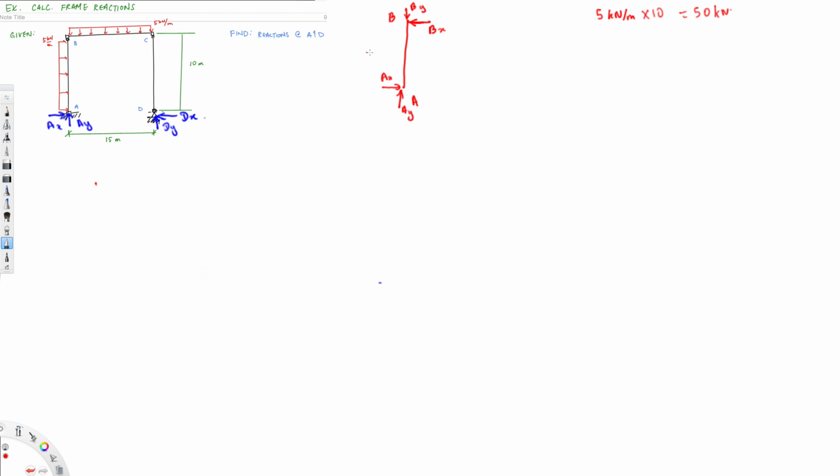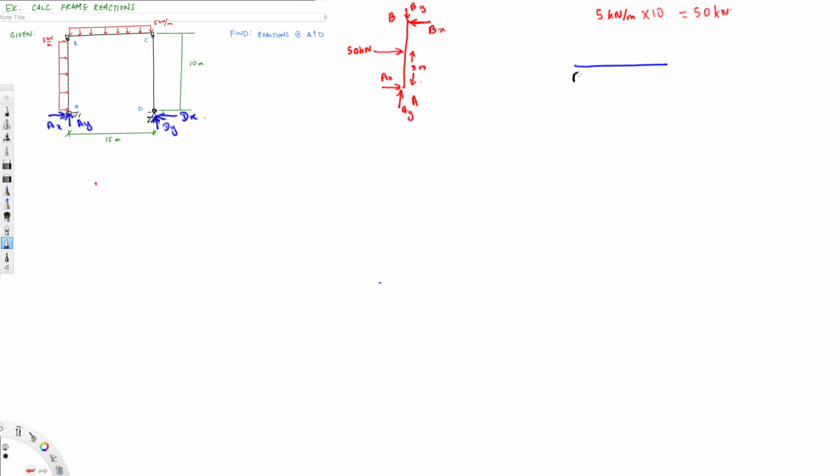So this is going to be exactly in the middle, so it's going to be acting at 5 meters, right? So this is how we find this one. And let's draw the other components. So if I take BC, I would like to choose different colors.